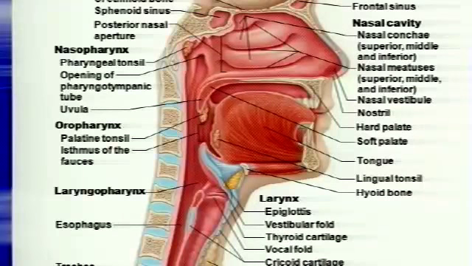Oropharynx is going to be the opening in the posterior of the throat, and just behind the voice box is going to be the laryngopharynx, okay? You can see the epiglottis here too.